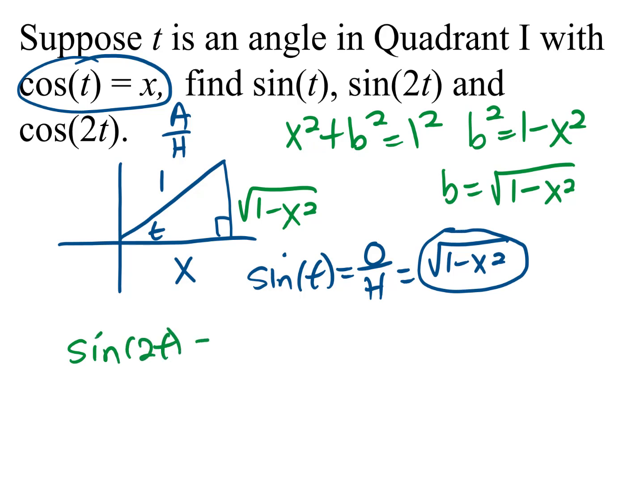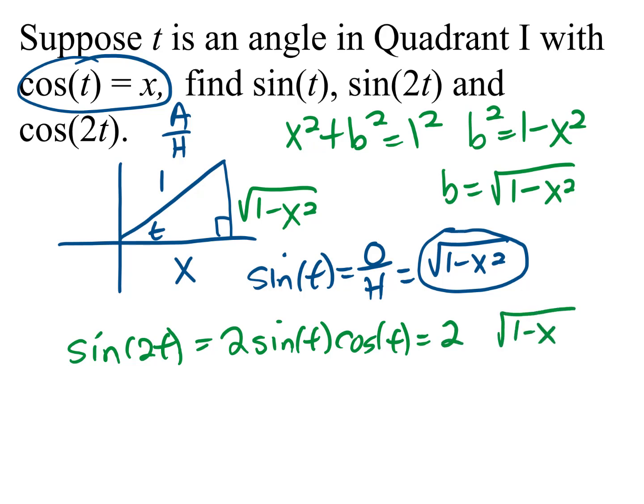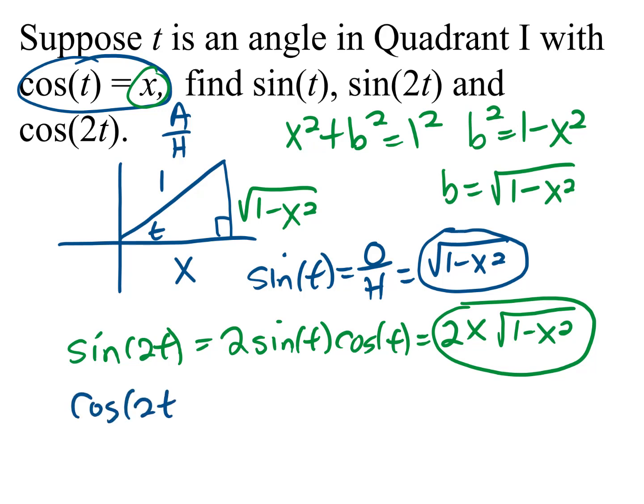So I'm going to use the double angle formula for sine, which is 2 sine t cosine t. So I'm going to have 2. Now I just found sine t above. It was the square root of 1 minus x squared. And I know cosine t was x, or I could look at the triangle and do adjacent over hypotenuse, and that would be x.